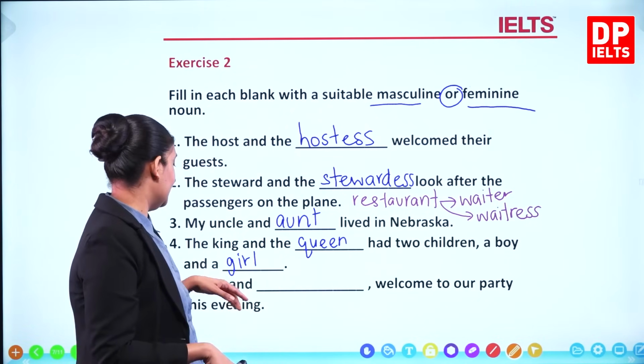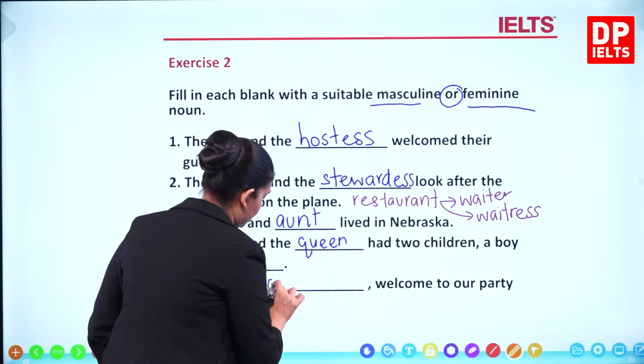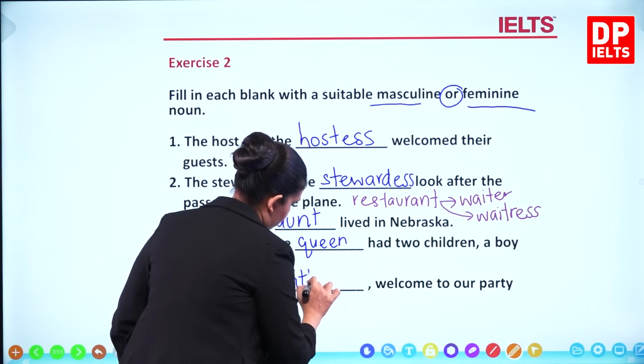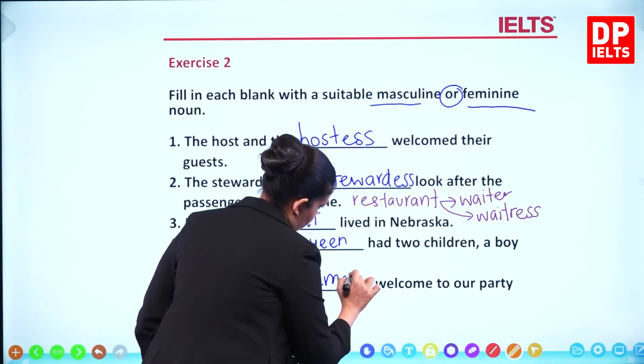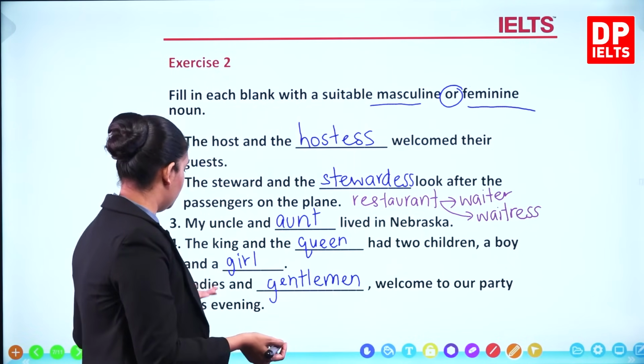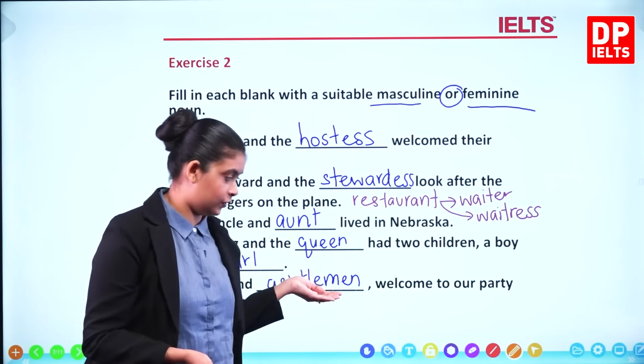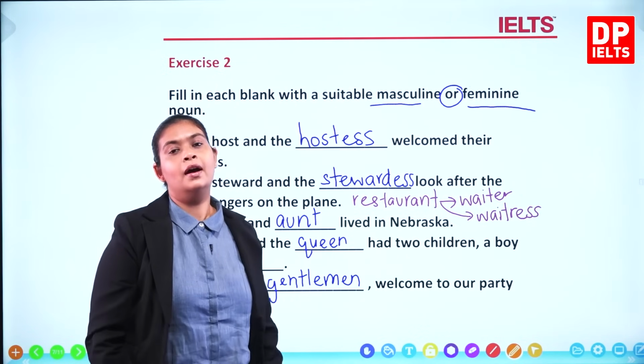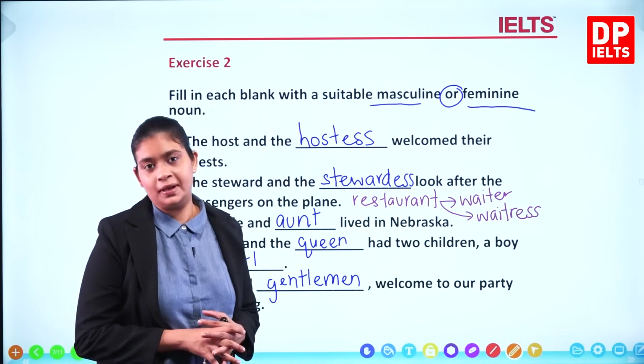Right? Ladies and gentlemen, welcome to our party this evening. නෝනාවරුනි සහ මහත්වරුනි, ඔබව අපි පාටි එකට සාදරයෙන් පිළිගන්නවා.